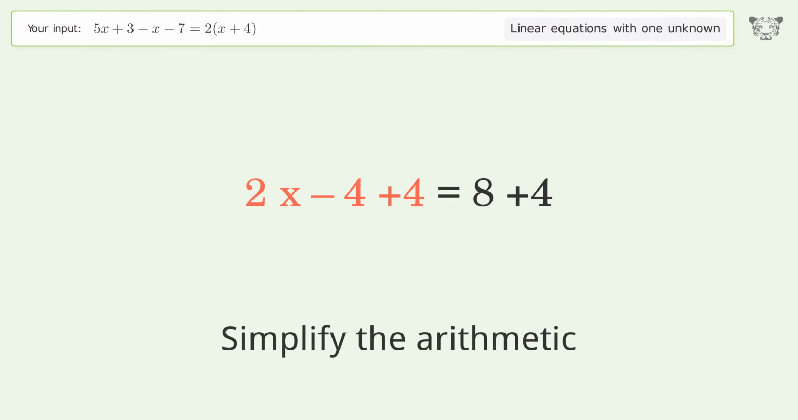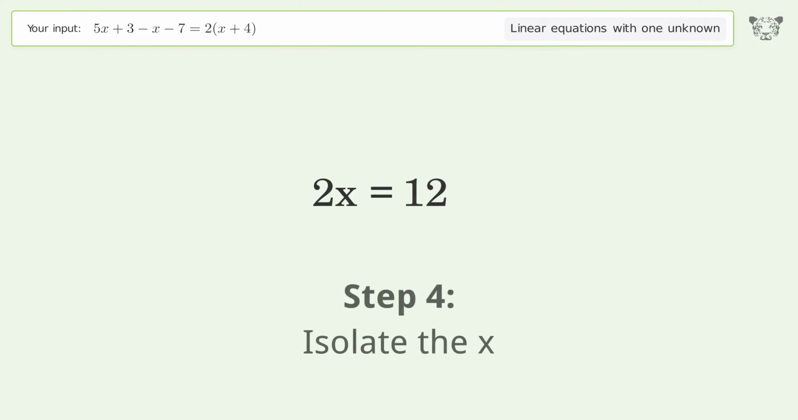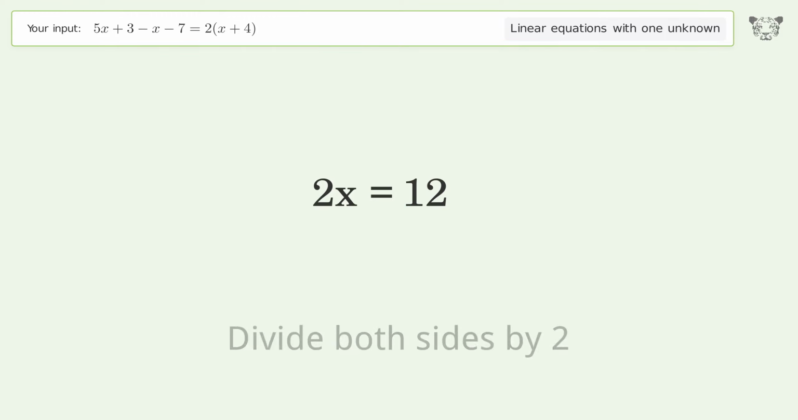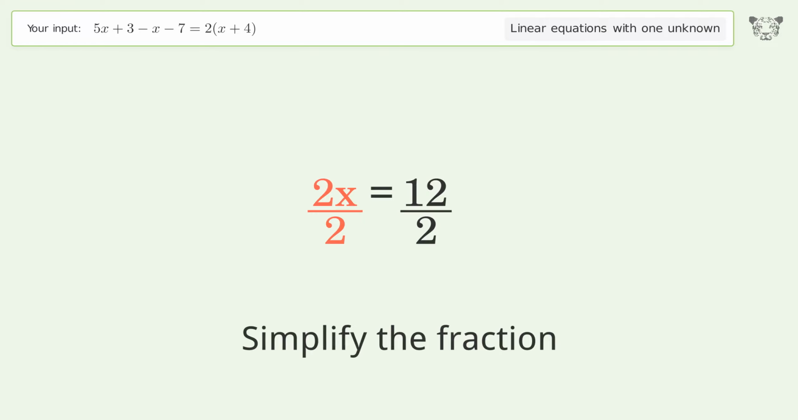Simplify the arithmetic. Isolate the x. Divide both sides by 2. Simplify the fraction.